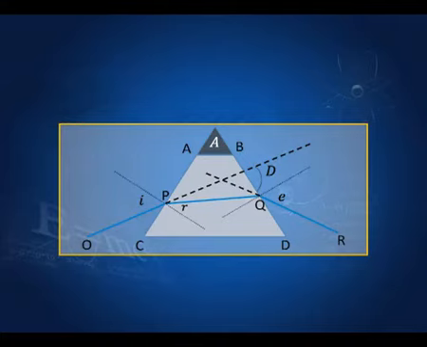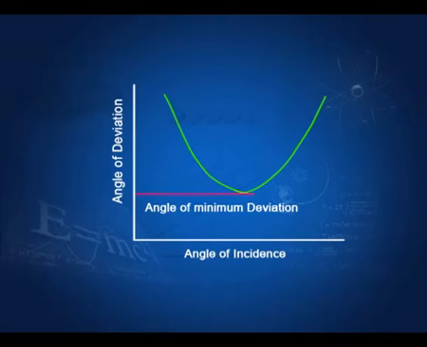So, you see this ray OP gets refracted, becomes PQ, and gets further refracted, becomes QR, and this angle D is the angle of deviation, which is the angle between the incident ray and the emergent ray. If we start increasing the angle of incidence from a small value, then the angle of deviation starts decreasing, assumes a minimum value, and then starts increasing again.